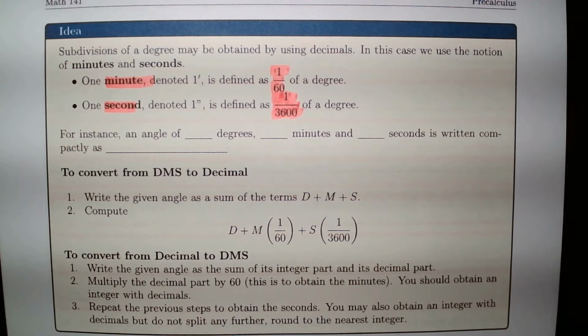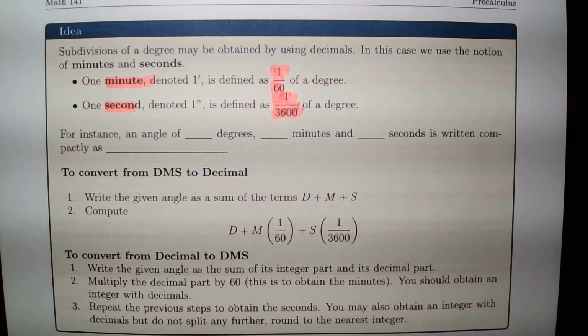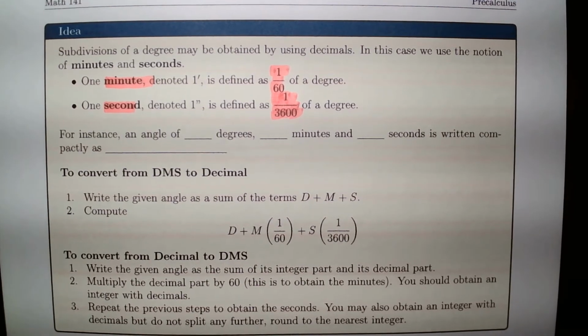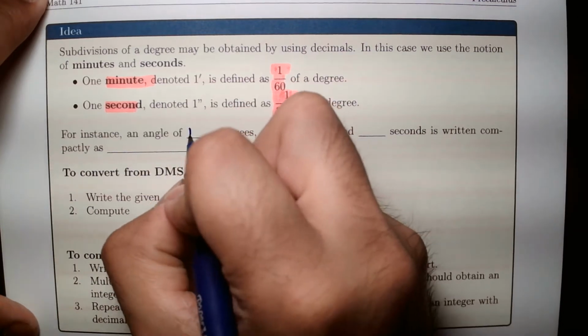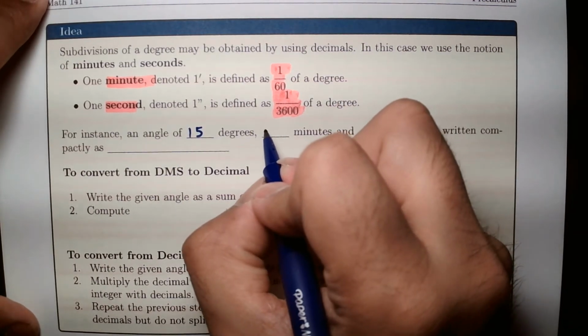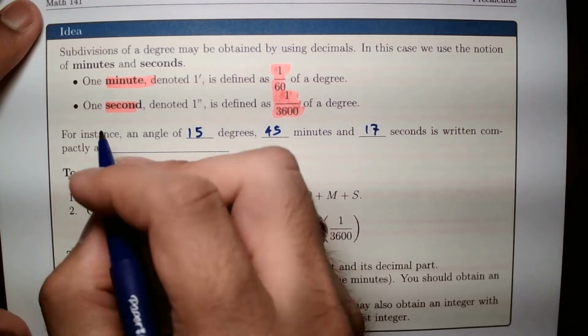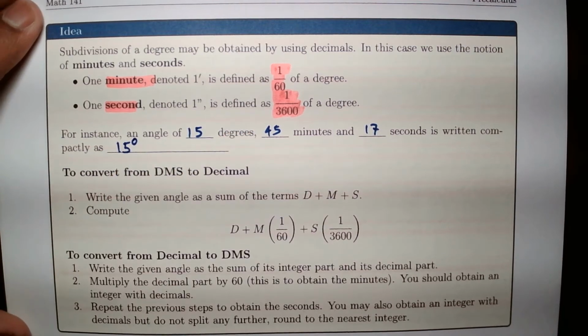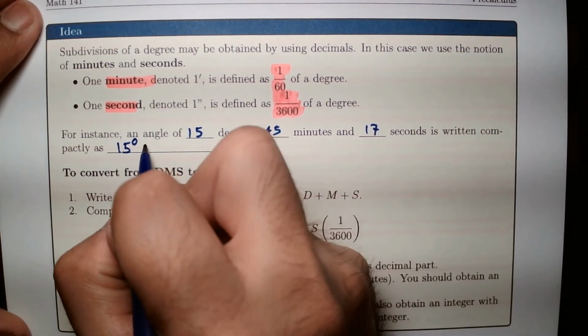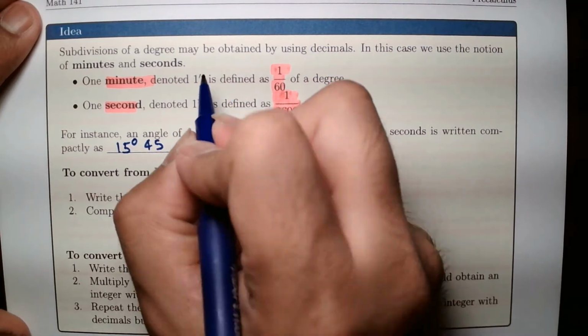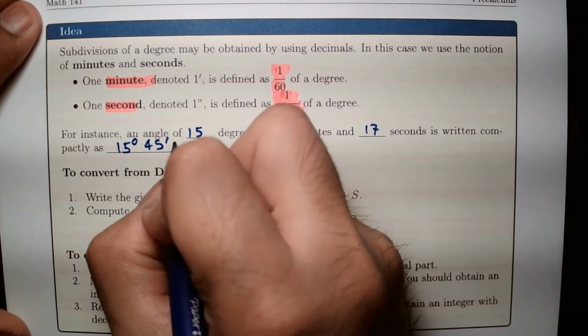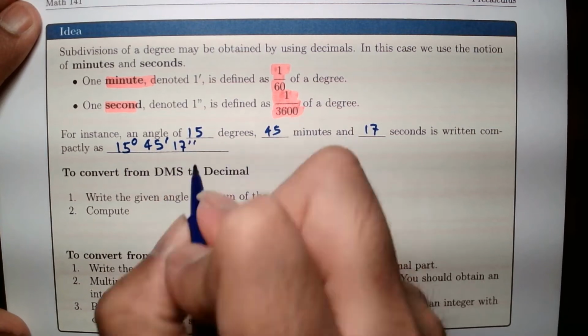All right. So, an angle of, for example, let me give you an example. I don't know, maybe 15 degrees, 45 minutes and 17 seconds. The way we denote this is 15, the degree symbol, 45, and we use one quotation mark for the minutes, and 17 and we use two quotation marks for the seconds.